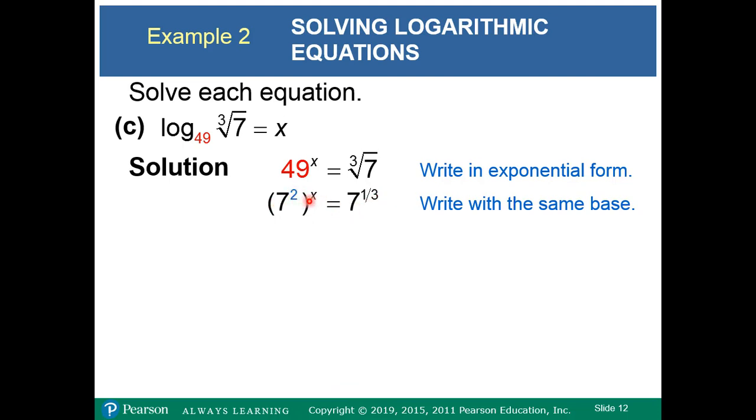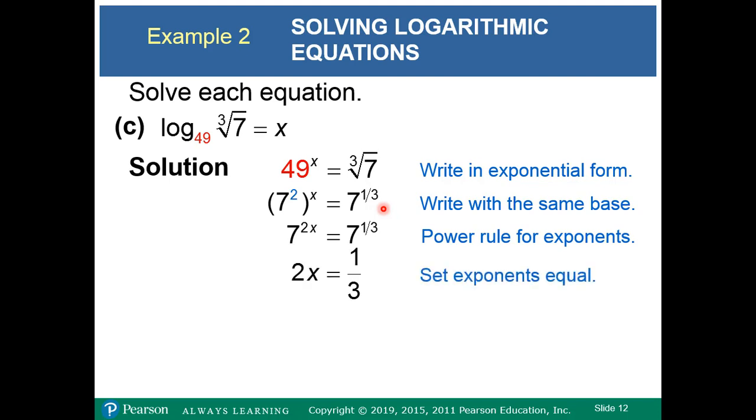And so this is 2x, right? A power raised to a power. So 7 to the 2x power is equal to 7 to the 1/3. That means 2x has to equal 1/3. And now we can solve, and we get x is equal to 1/6 by using our properties.